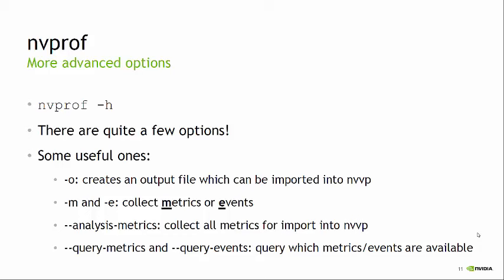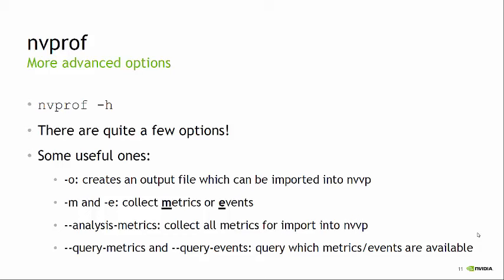So here we have -o, which creates an output file which can be imported into the visual profiler. So if you're working on a remote machine and you don't have the ability to run the visual profiler remotely on that machine, you can create a profile. You can email it to someone else if you really want to. So you can import that into the visual profiler and then use all the visual profiler's features on it. There are two types of GPU.